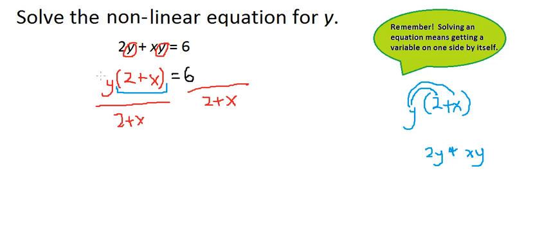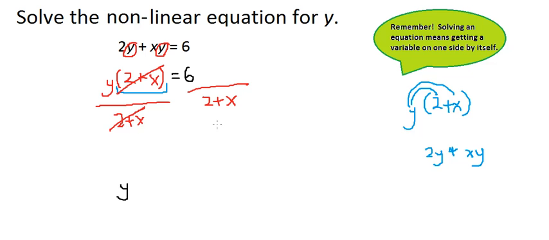Over here, our 2 plus x's are going to cancel. Those whole things cancel, and the only thing we have left on this side is the y. Now over here, all we can do is write it out. We can't actually cancel anything here. We can't cancel that 6 with the 2 because that would be ignoring this x right here, and we can't just ignore the x. You can't actually divide 6 by 2 plus x.